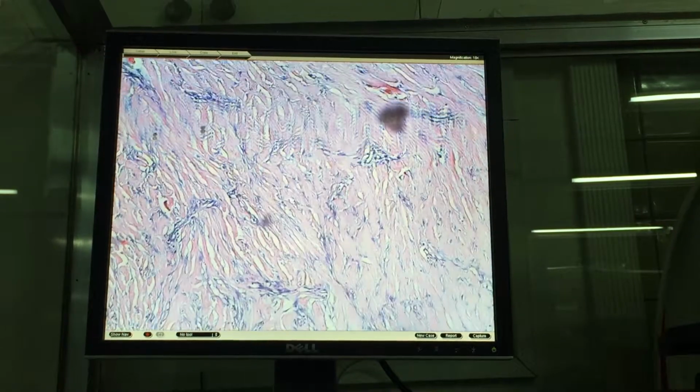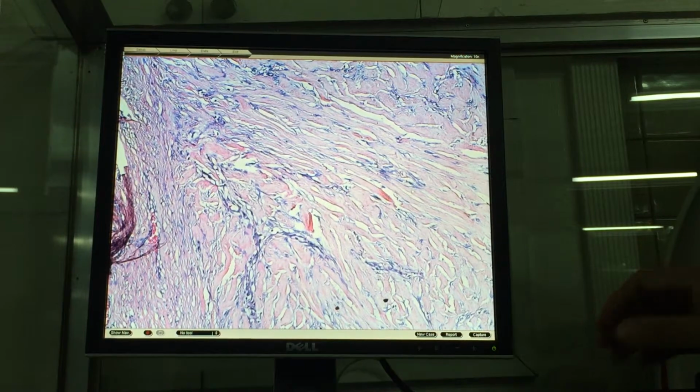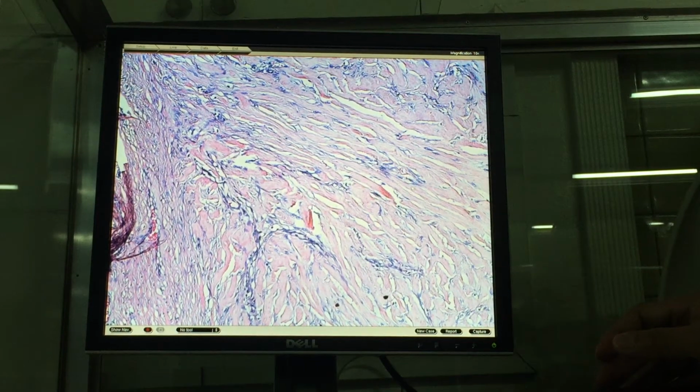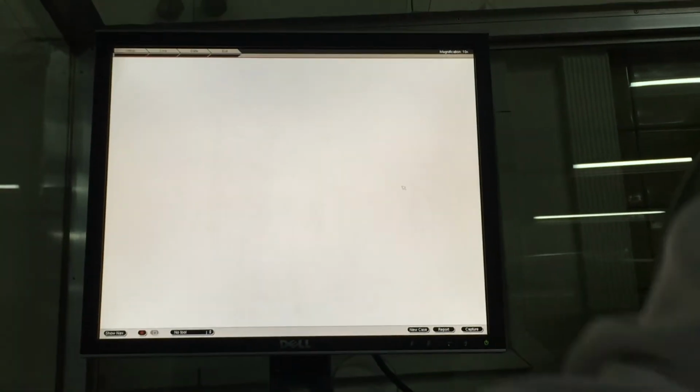Underneath, as you can see, it is made up of bundles of collagen fibers. Remember that. You've seen that. That's M1020. Okay? M1033.